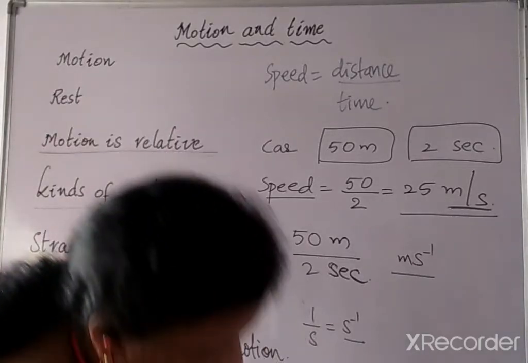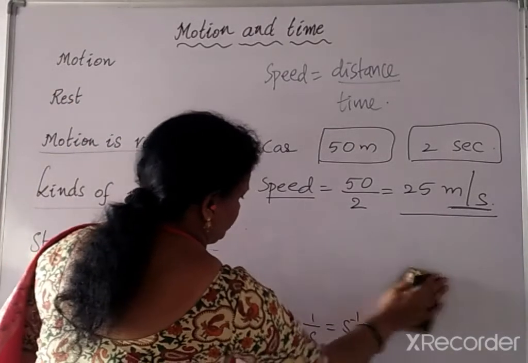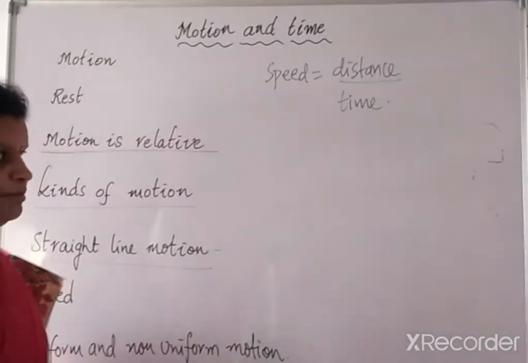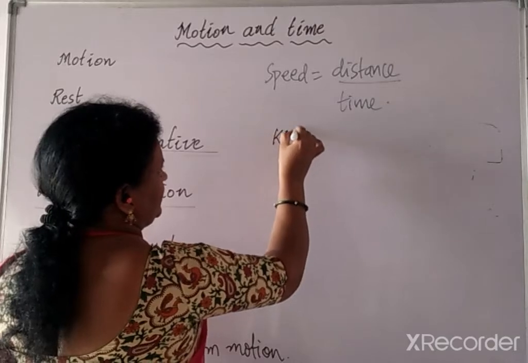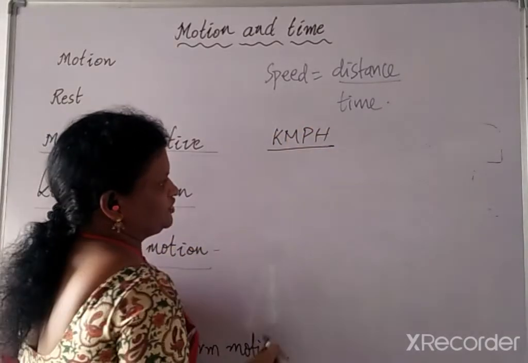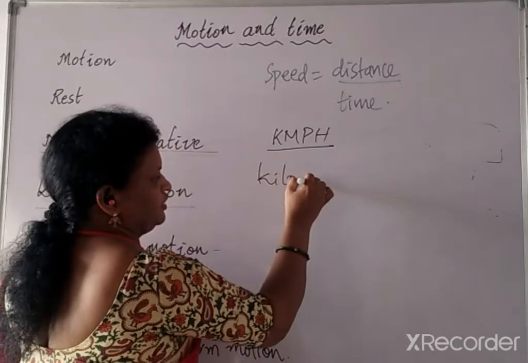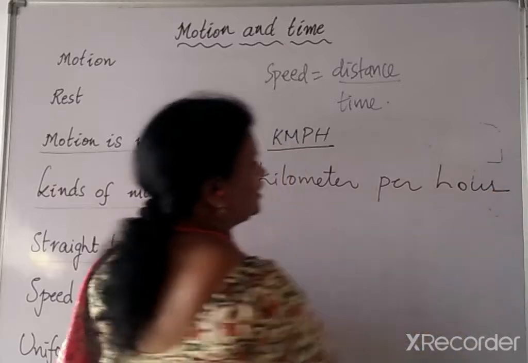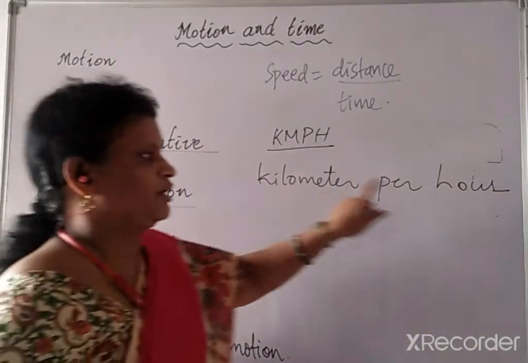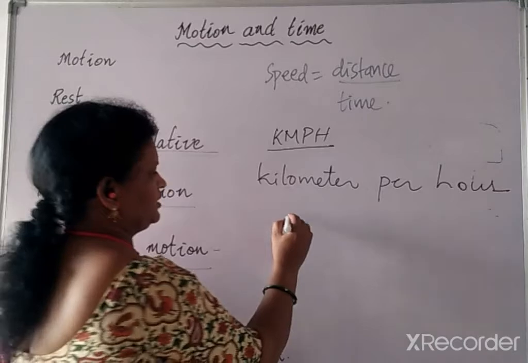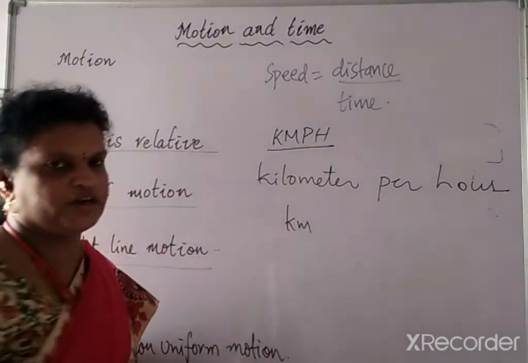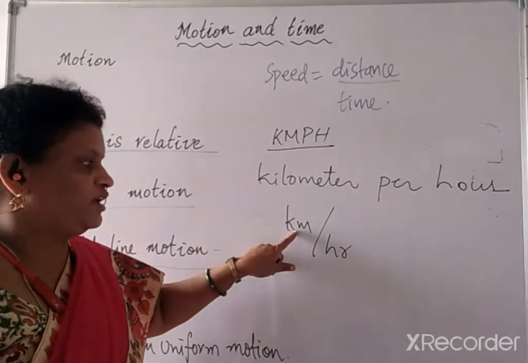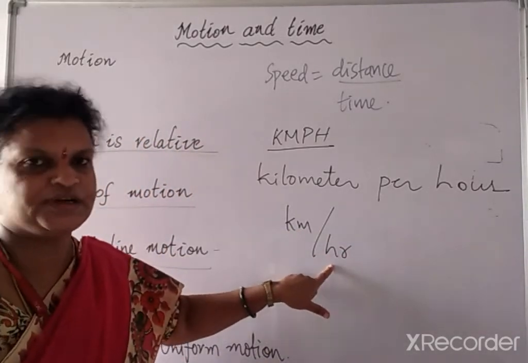Or we have one more unit also. Nowadays we mostly get the speed in the form of kmph. What is this kmph? Kilometer per hour. So kilometer per hour is one more unit, because kilometer is the unit for distance and hour is the unit for time. So we can write kilometer by hour as the unit for speed.